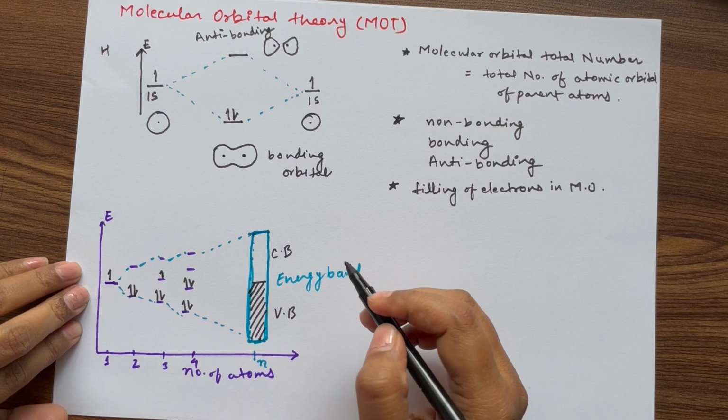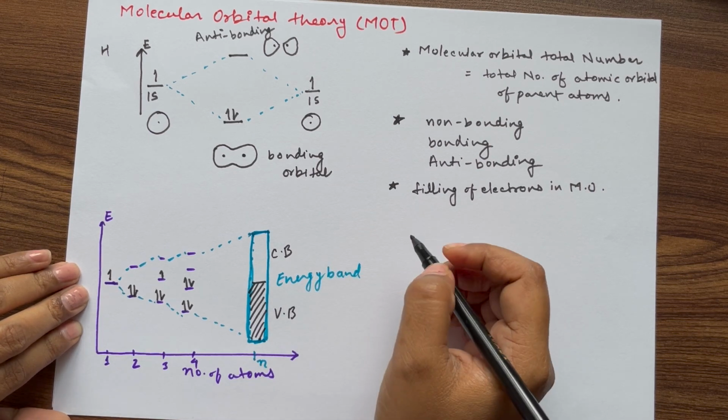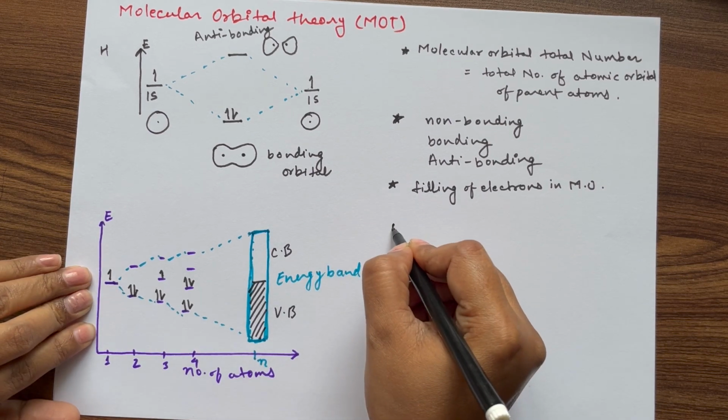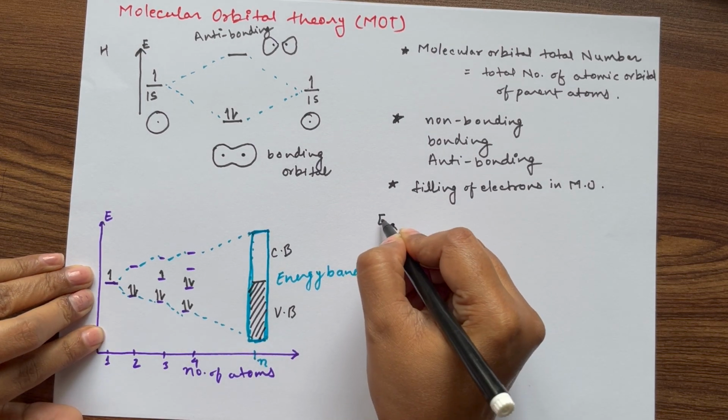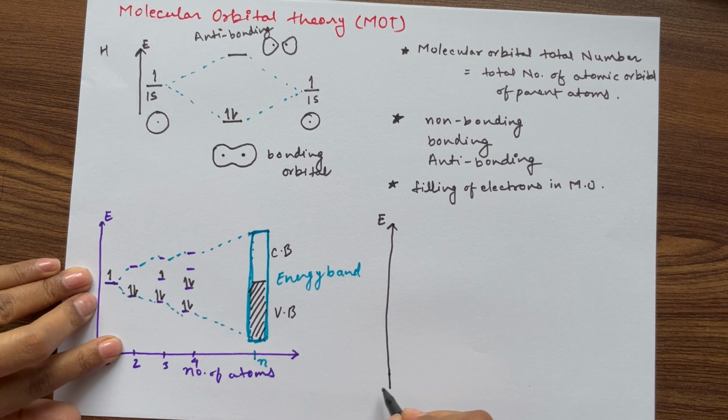When we apply the same theory in the case of silicon atoms, we can plot the energy versus number of atoms diagram, same as here.